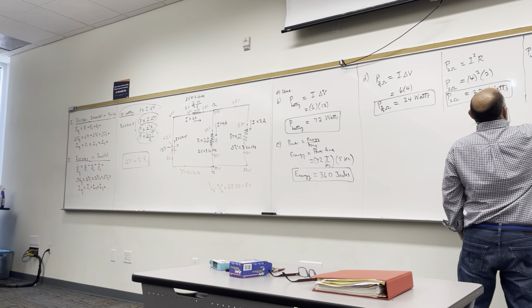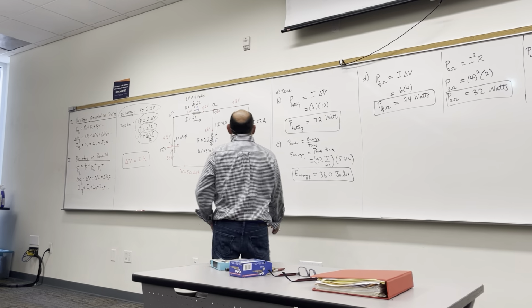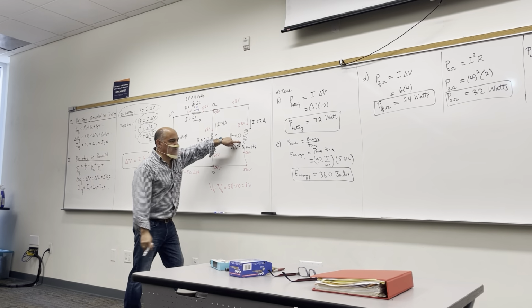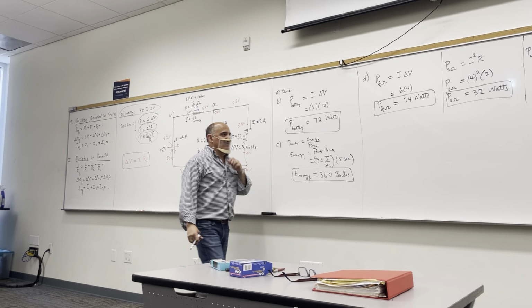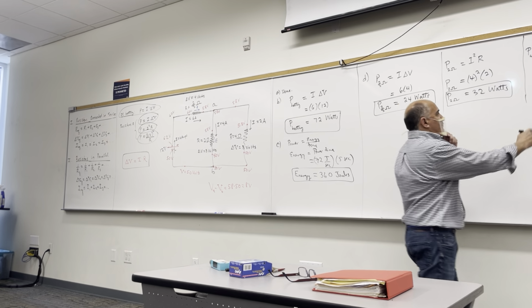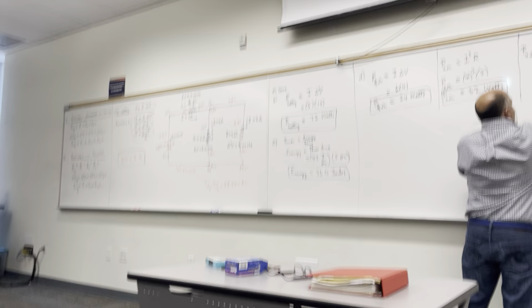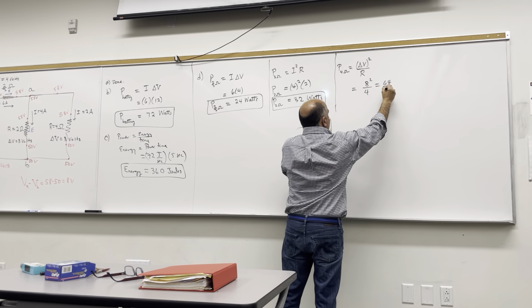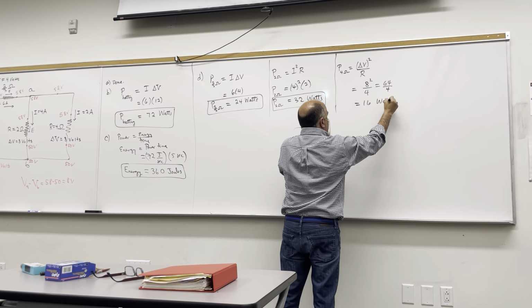And what about the 4 ohm resistor? I'm going to use voltage squared divided by the resistance. So what is the voltage across the 4 ohm resistor? 8. And what is the resistance? 4. So this would be 8 squared divided by 4. That would be 64 divided by 4. That looks like 16 to me. Is that right? Yep.